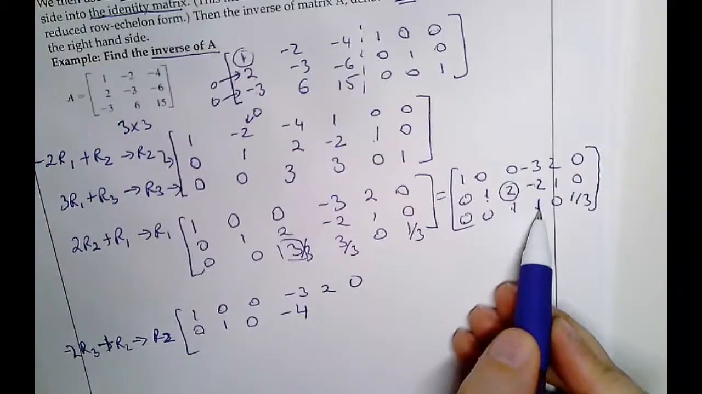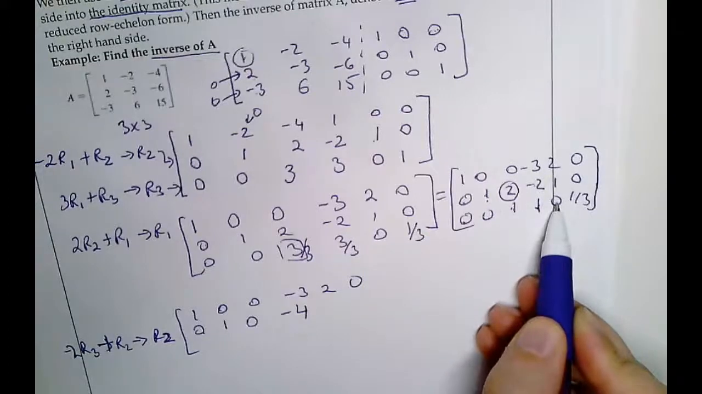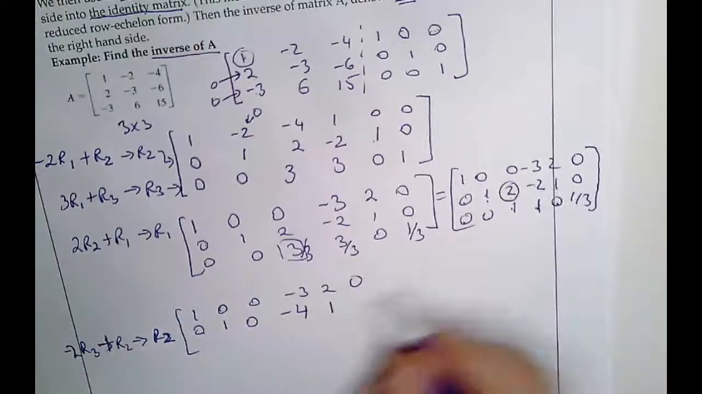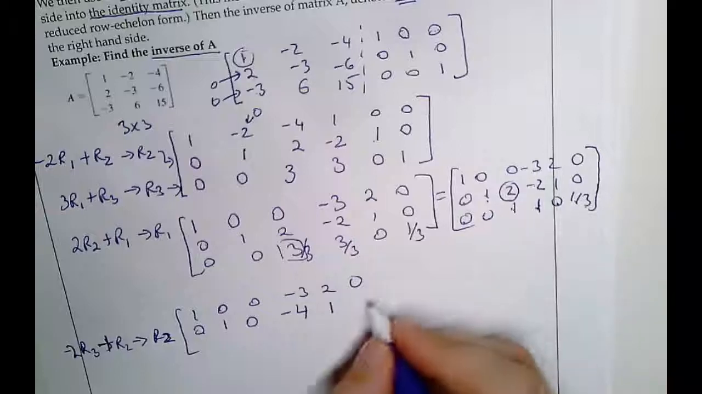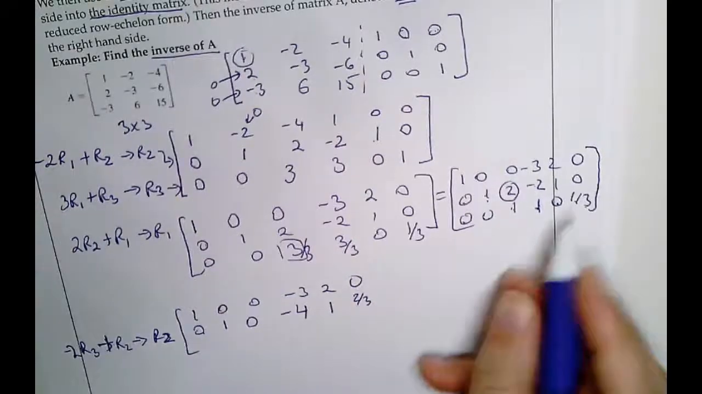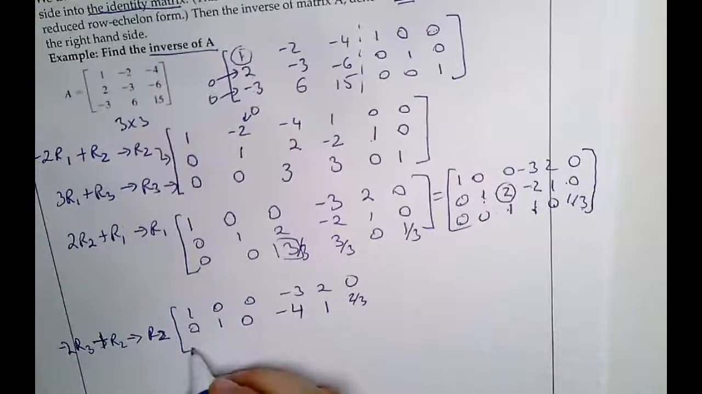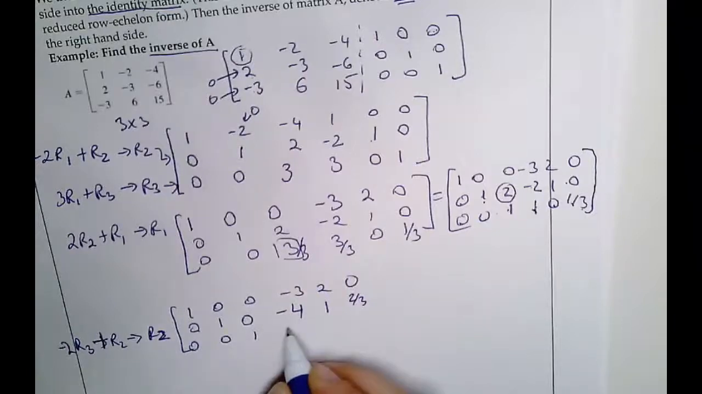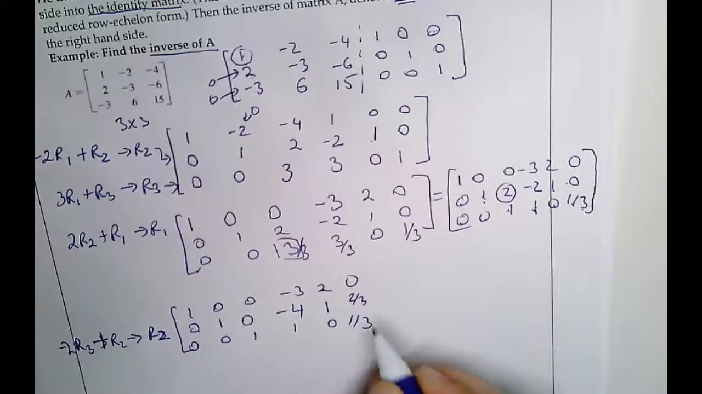And then negative 2 times a 1, oh, we did this one. Negative 2 times 0 plus 1, that's a 1. And negative 2 times a third, that's 2/3 plus a 0. And then row 3 stays the same.